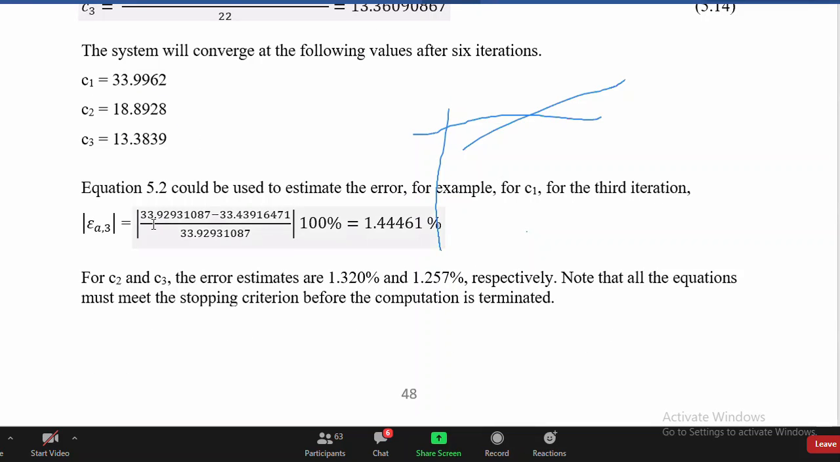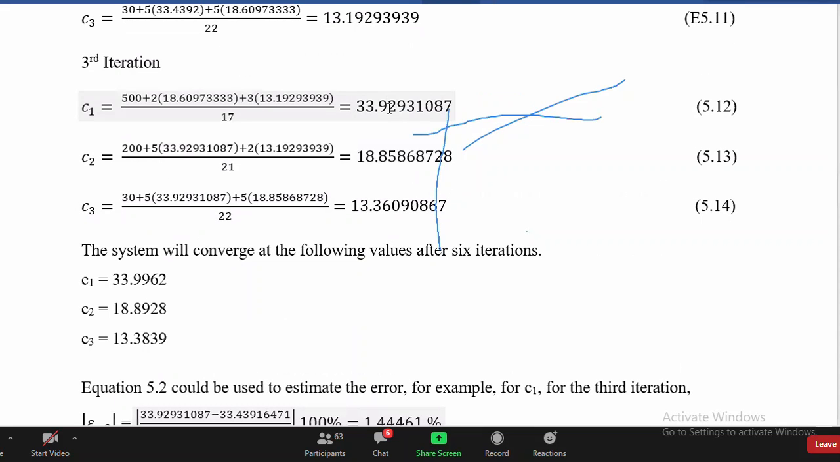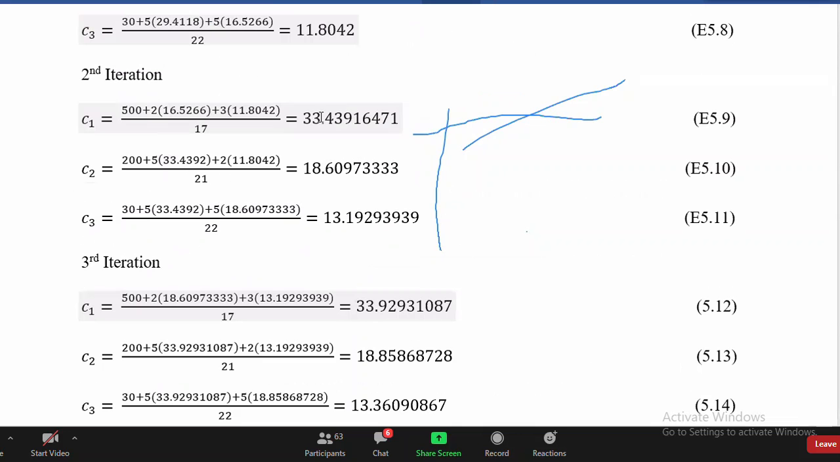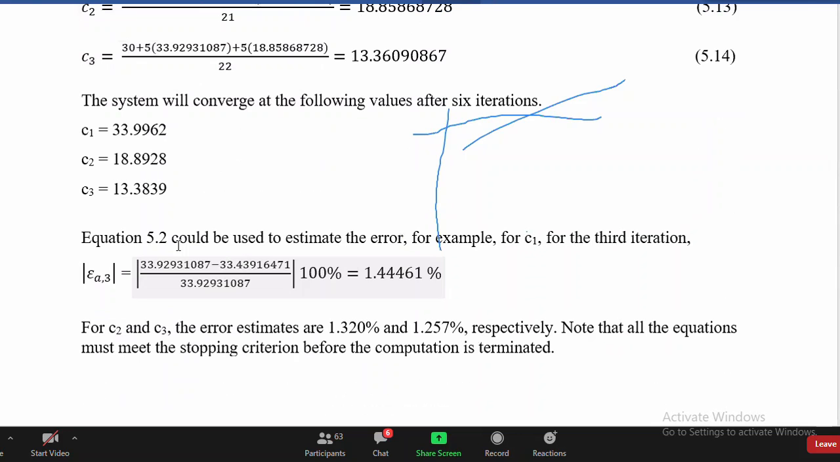Okay? You can always calculate the error. Present minus the past over the present, for the third iteration. This is present c1. The previous is at 3.4. The present is at 3.9. So it is the present minus the previous divided by the present. That's what you are seeing. The present minus the previous divided by the present. It gives us 1.44%. And I want to say something.